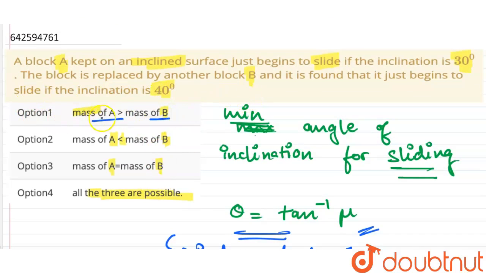So option 1, which says mass of A is greater than mass of B, true. Option 2, mass of A less than mass of B, true. Option 3, mass of A equals mass of B, true. All three conditions are possible. So we cannot say any of the above options are correct because all three conditions are possible. Okay, so option 4 is the correct answer.